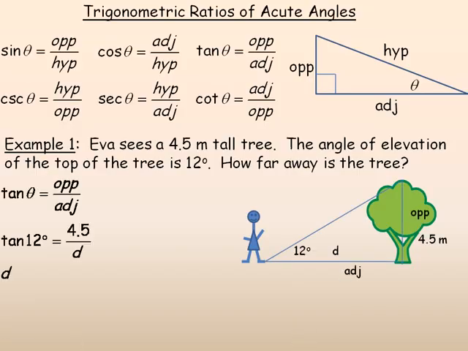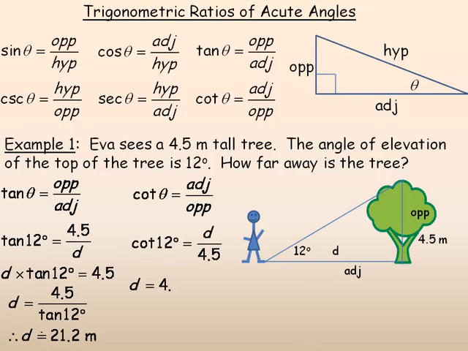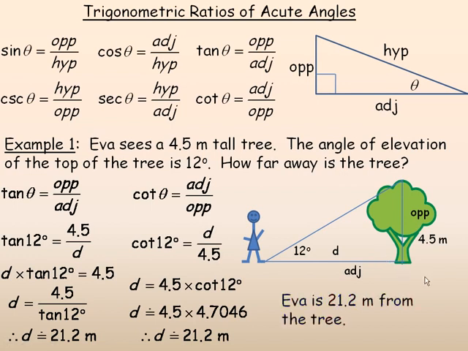So back to the PowerPoint. So I'm multiplying 4.5 by that 4.7046, and again that gives us 21.2 meters. So I just want to show you two different solutions that you could use to find Eva's distance to the tree. And of course we answer the question. She's 21.2 meters from the tree.